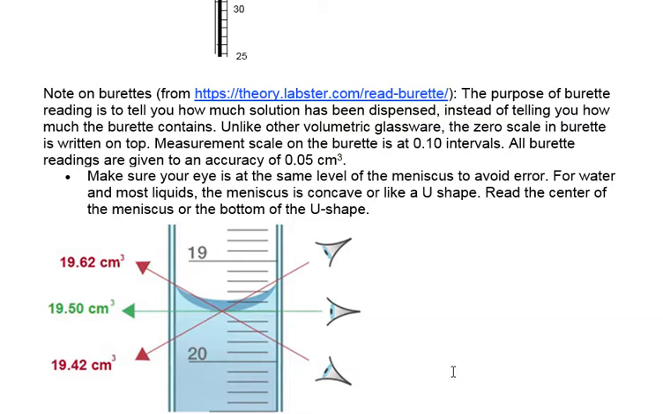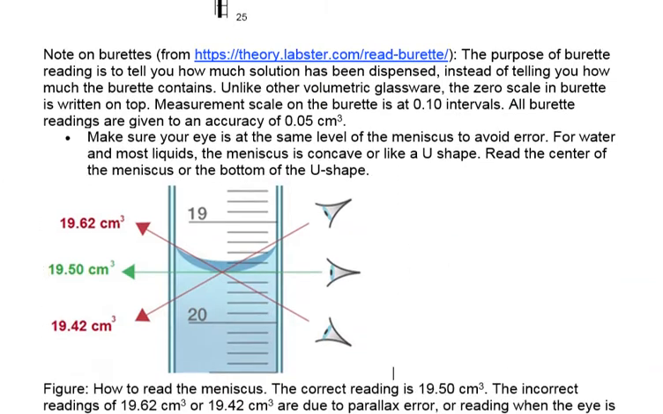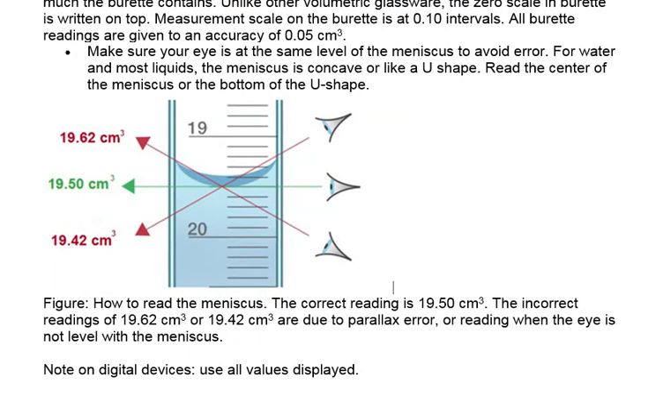Again, with burettes, note that they are upside down in their markings, right? The lower markings are higher up, the higher markings are lower down, because it's looking at how much liquid has been taken out of that particular device. And a second note on digital devices, note that you use all values displayed. So if you have a scale that is showing something to 3 decimal places, you take all 3 decimal places. But that very last digit on the digital device is uncertain, and often it will flicker between one value and another.